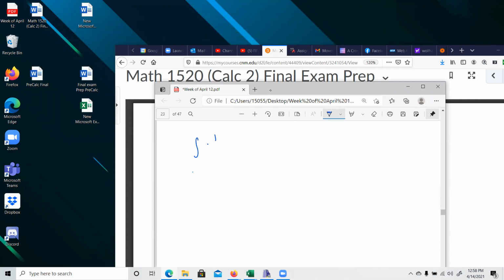We have 1 over 1 minus x squared dx. Now, this is one of those improper integrals, right? Because when x is 1, which happens to pass between 0 and 2, there's going to be a problem. So what we're going to have to do is use our limits here.